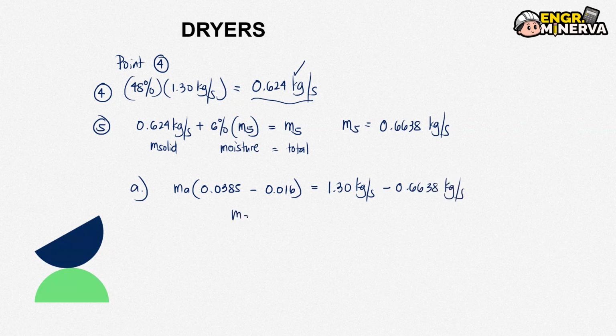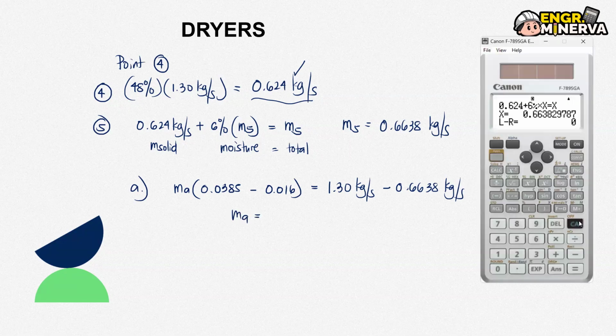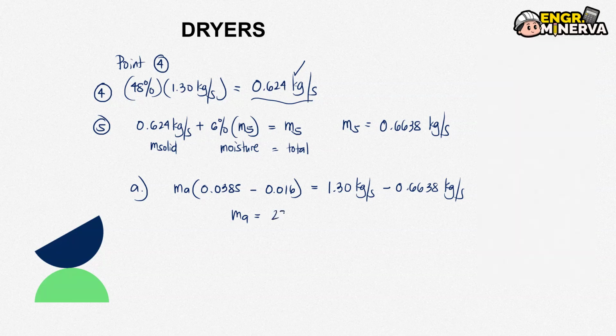So what would be the mass of air? The mass of air multiplied by 0.0385 minus 0.016 equals 1.3 minus 0.6638. So the answer is 28.28 kilograms per second. That is the mass of air.